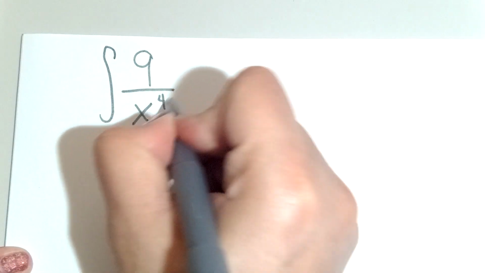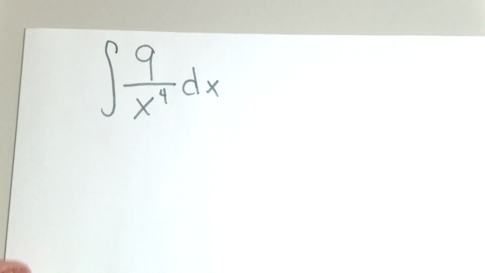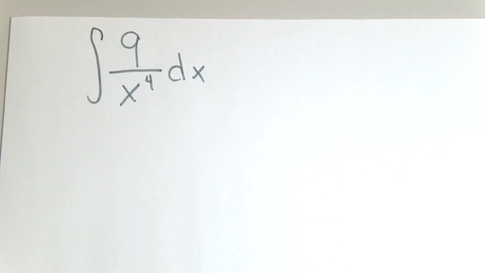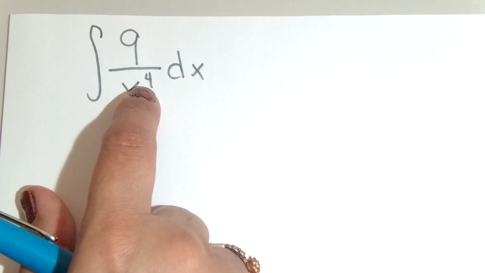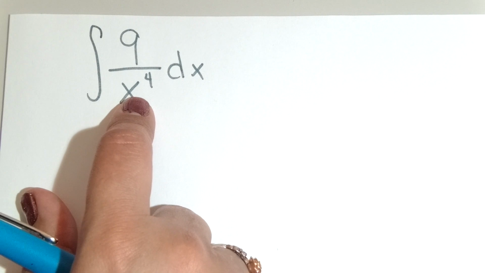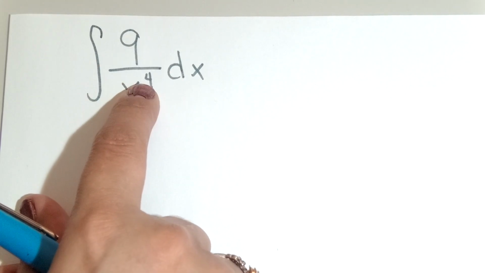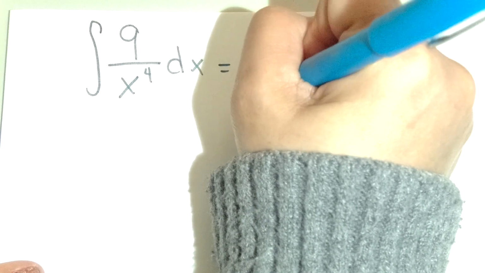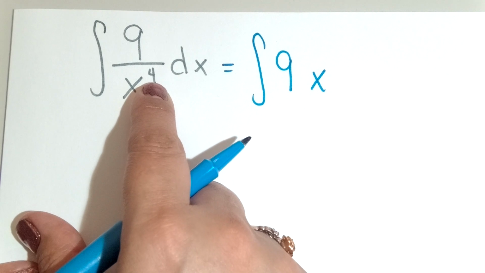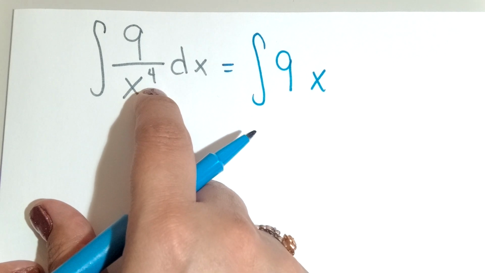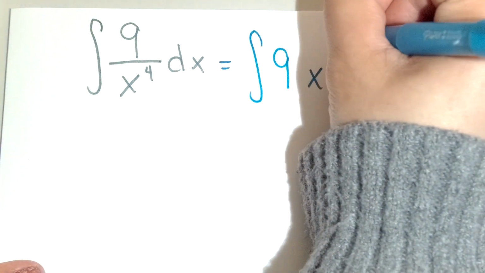Example 2 is the integral of 9 over x to the 4th dx. Can I use the power rule yet? No. Remember, look at those questions. Are my exponents in the numerator? No, it's in the denominator, so I need to make it to the numerator. To bring it to the numerator, you flip the sign of the exponent. What is the opposite of a positive? Negative. So this becomes a -4.